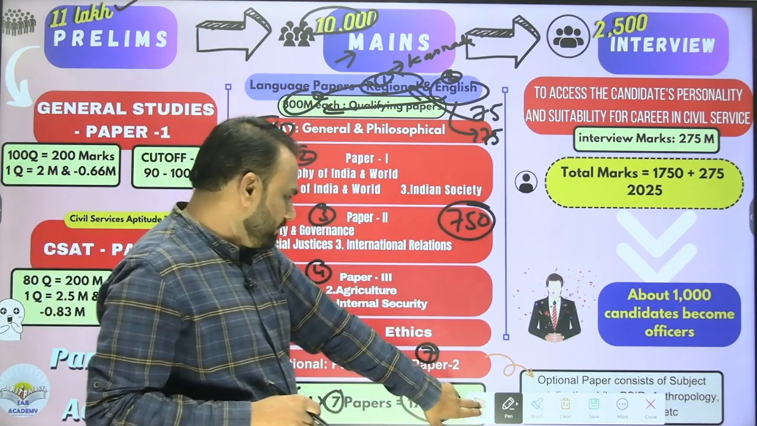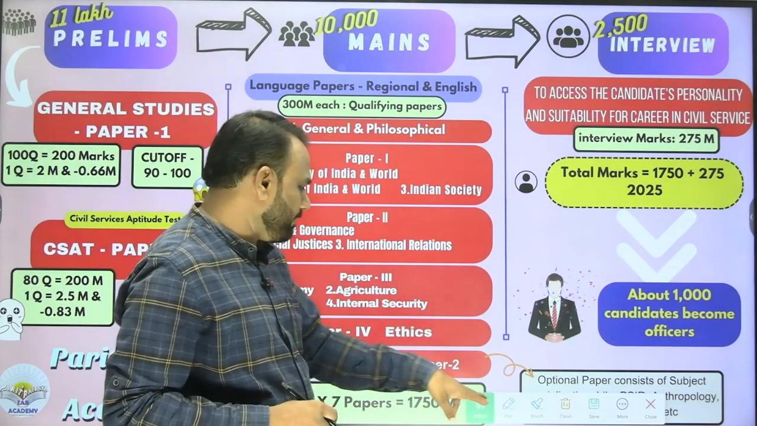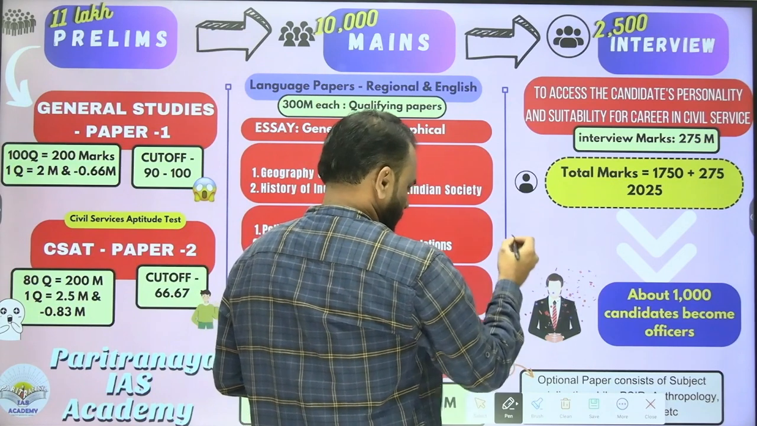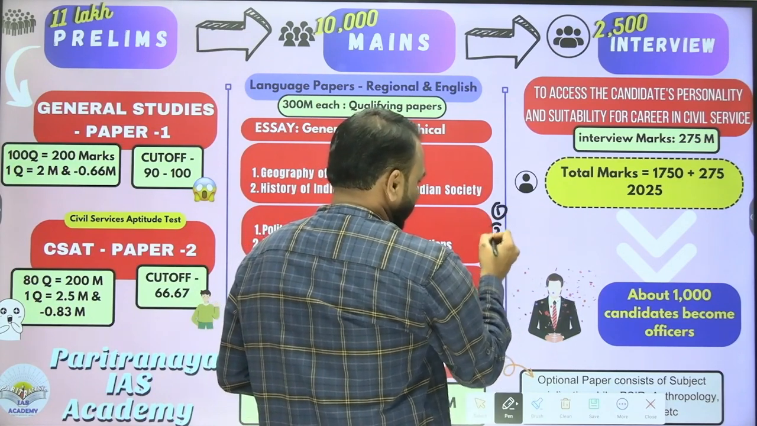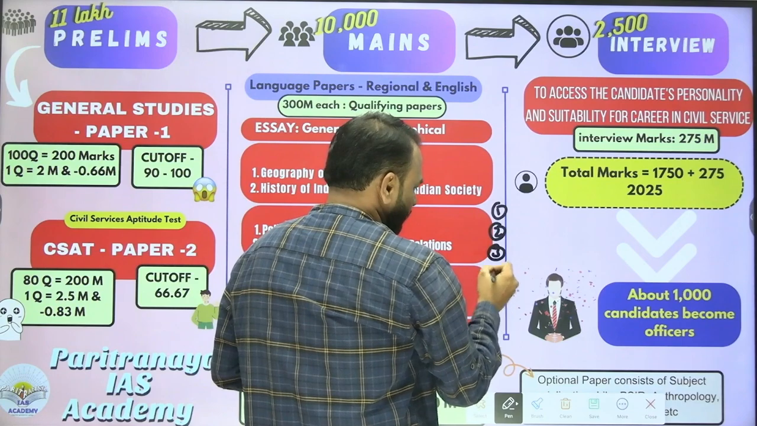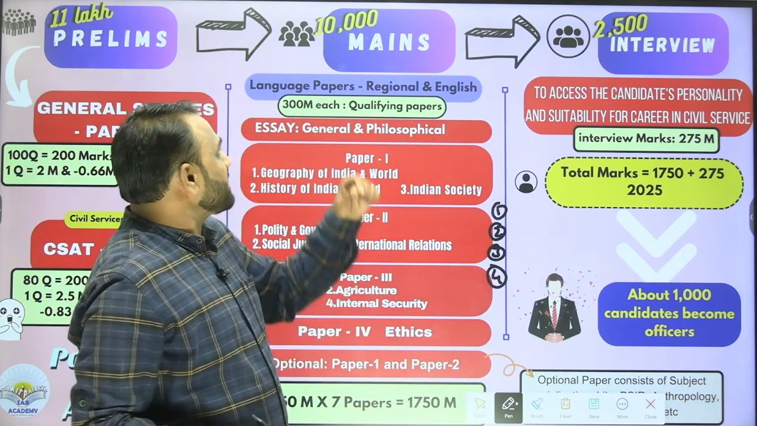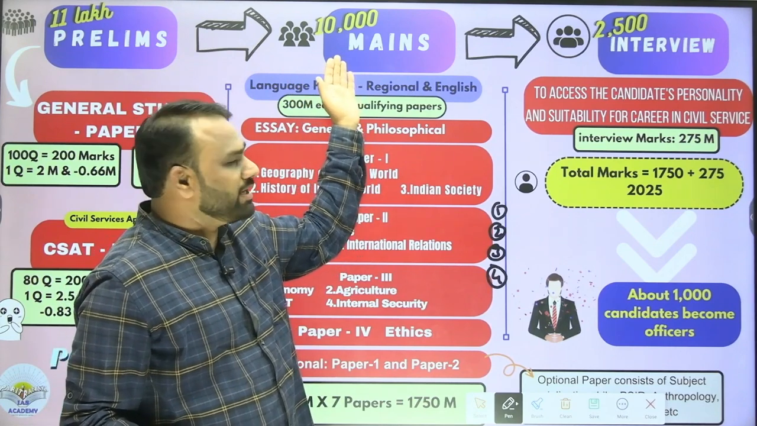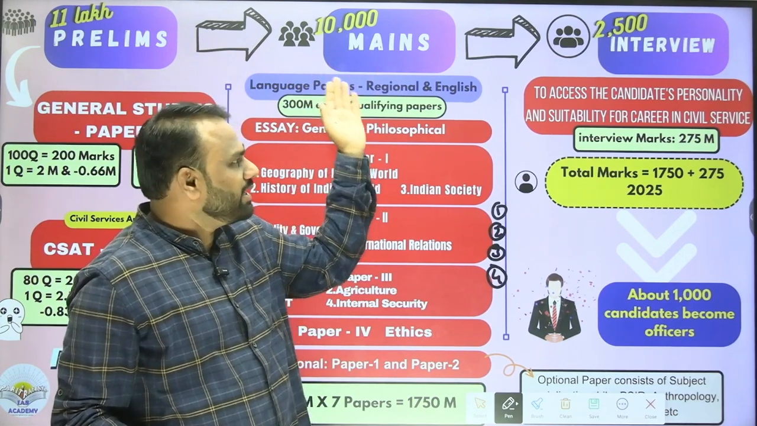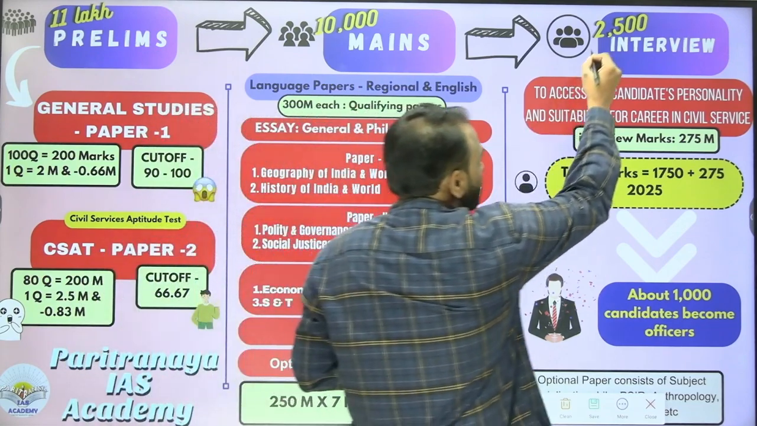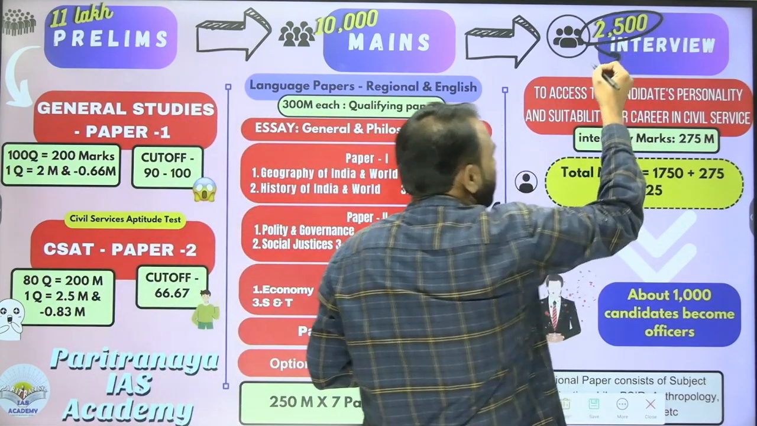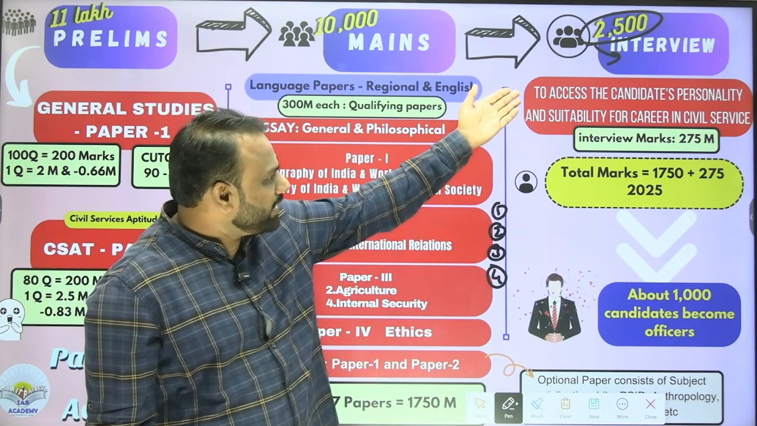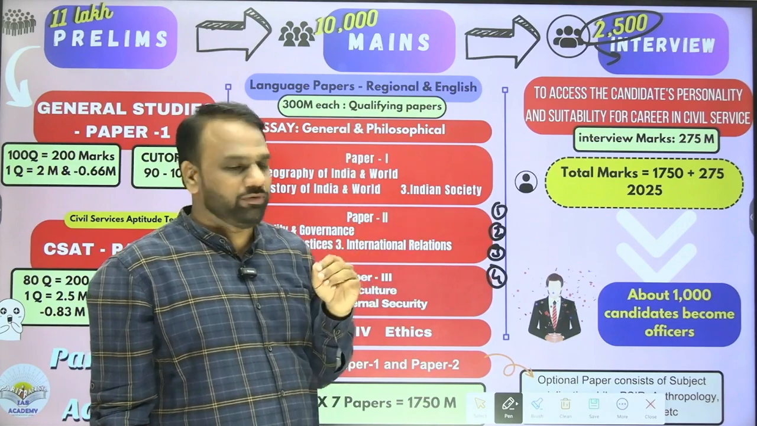So let us consider an example. Let us take 4 candidates: candidate 1, candidate 2, candidate 3, candidate 4. As I mentioned, among the 11 lakh candidates who appear for prelims, only 10,000 will qualify for mains. Among these 10,000 people, only approximately 2,500 will become eligible to appear for interview. So I have taken these 4 examples from the 2,500 people who are appearing for the interview.